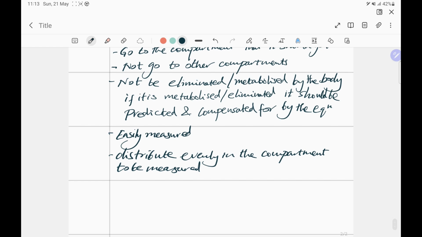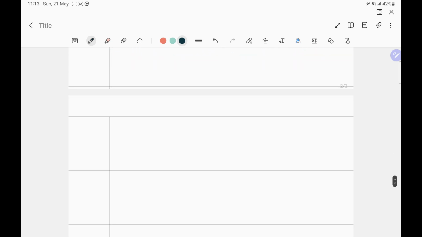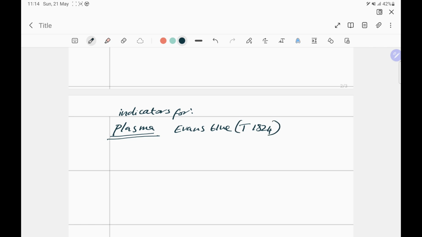So the list of indicators that exist are, first of all, we have indicators for plasma. So the indicators used for plasma is Evans blue, also known as T1824. We also have albumin that's tagged with an isotope of iodine, a radioactive isotope of iodine.